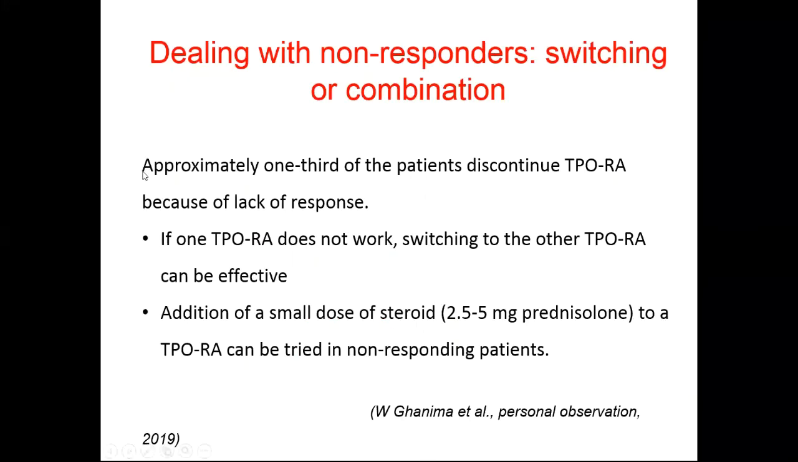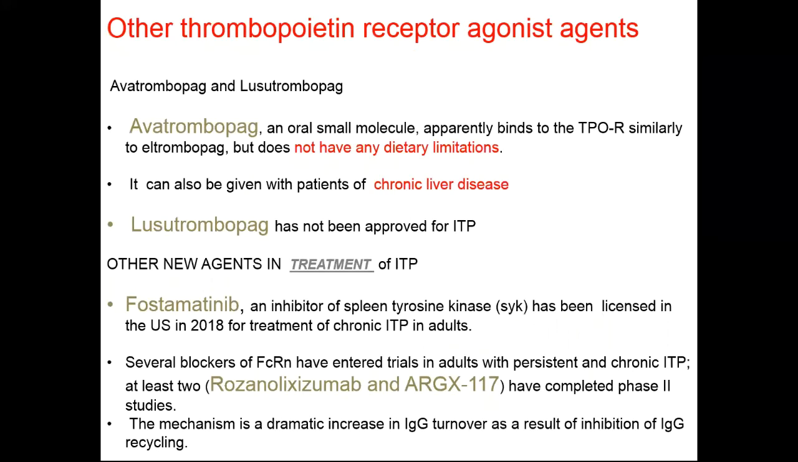Now, how to deal with the non-responders? So if one TP receptor agonist doesn't work, switching to the other TP receptor agonist has been found to be very effective. And addition of a small dose of steroid like 2.5 to 5 mg of prednisolone has also been tried in non-responding patients. Other thrombopoietin receptor agonist agents are avatrombopag and azutrombopag.